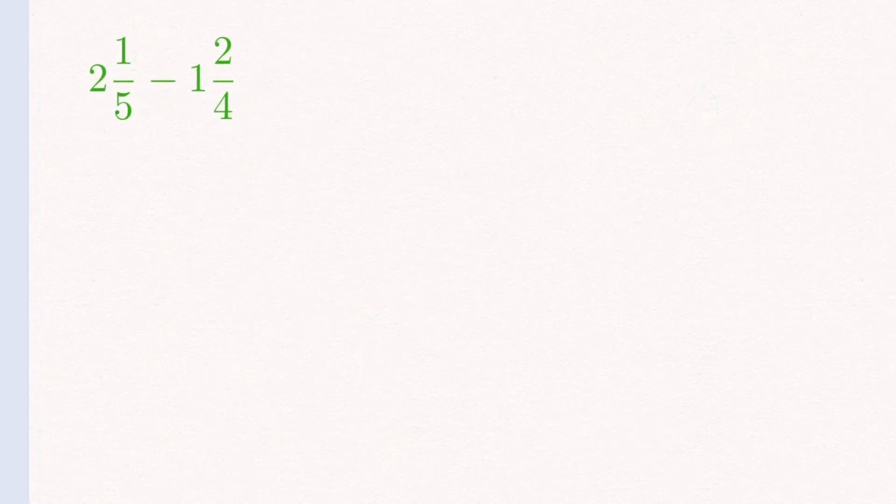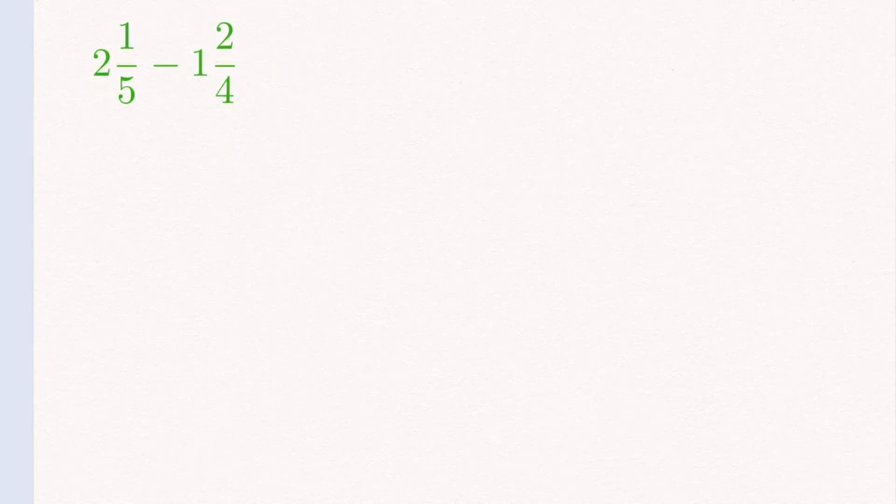Here's our last question for today. We have two mixed numbers with different denominators. So step 1 is to convert these mixed numbers into improper fractions. And step 2, get the common denominator for both of the fractions and calculate.